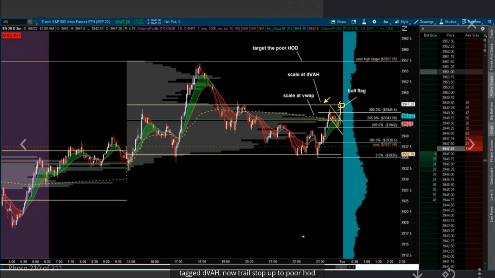Then we say now we're going to use a trail stop to come up to this poor high here. The reason I'm trailing stop now is because I don't know if it's going to come up here or not. I mean, that's a target. It could come up to this high volume node and then start pulling back, or here in some of the low volume area, so it could chop over here and then get pushed back.